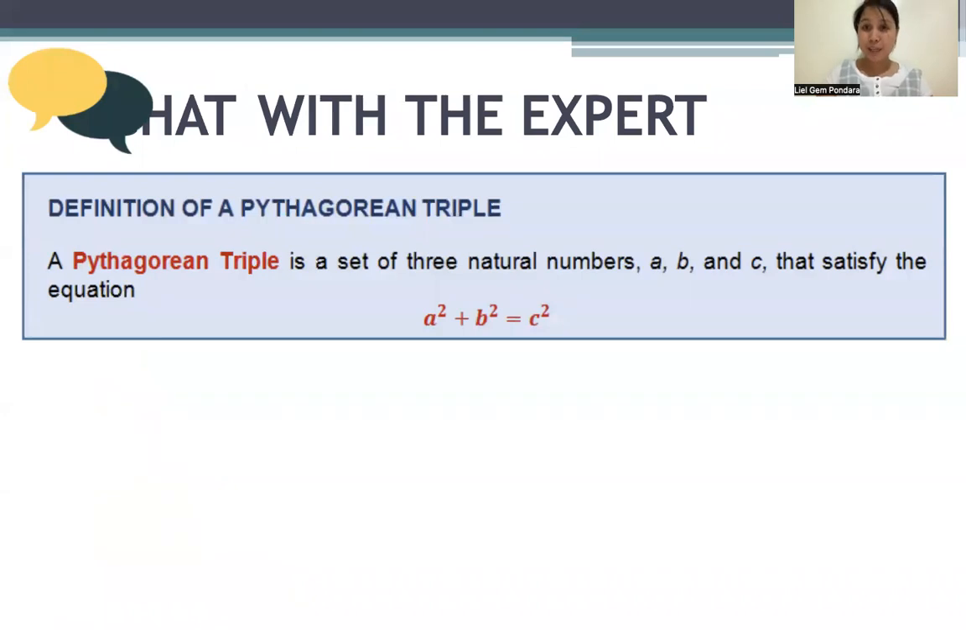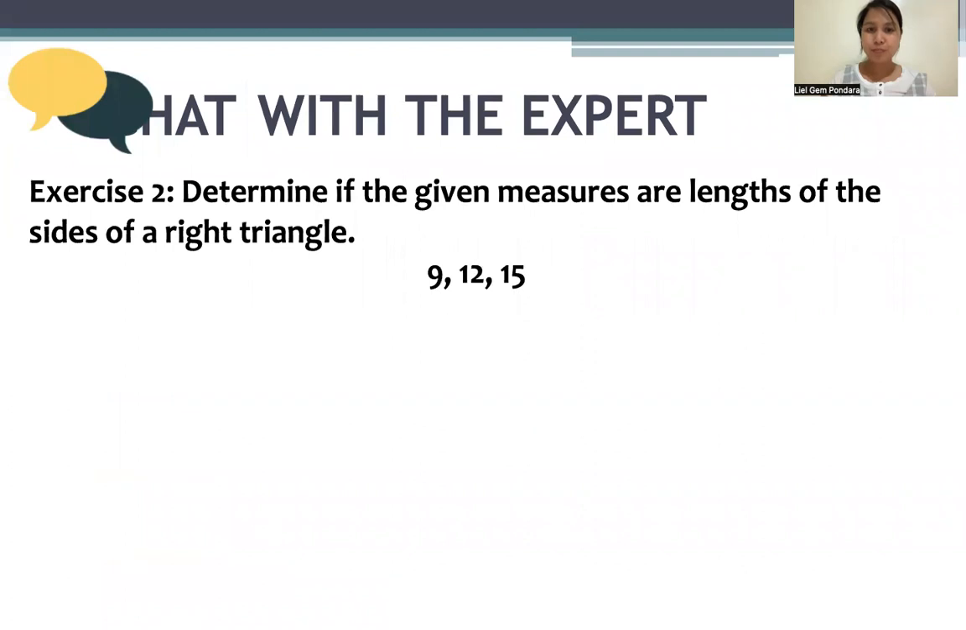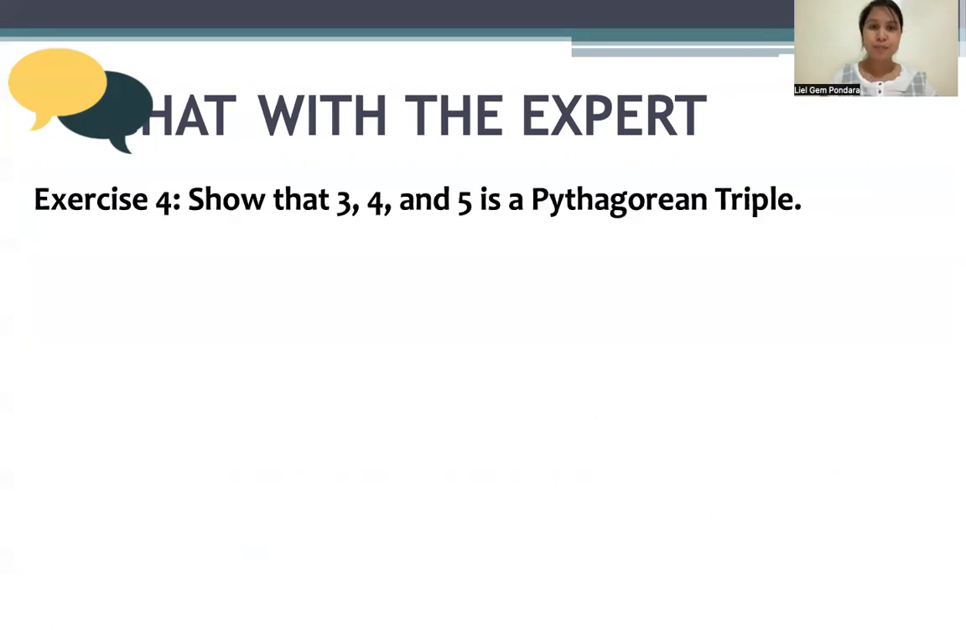The next subtopic is about the Pythagorean triple. Now, what is a Pythagorean triple? A Pythagorean triple is a set of 3 natural numbers, A, B, and C, that satisfies the equation A squared plus B squared equals C squared. For example, 9, 12, 15. This forms a right triangle. So this is a Pythagorean triple.